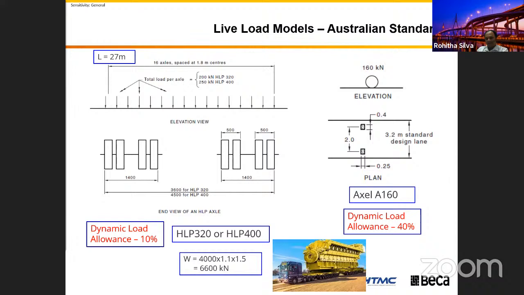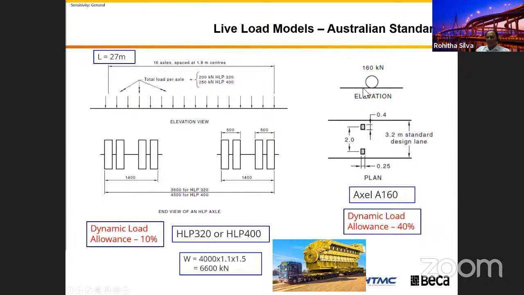But you can say it will occupy 2 lanes, because the standard lane is 3.2. If you put 2 of them, that's 6.4, and this needs 4.5 width, so it can go in those 2 lanes. So if you have a 3-lane bridge, you can let this vehicle go through.